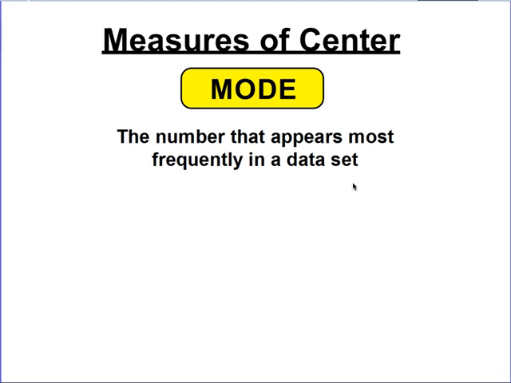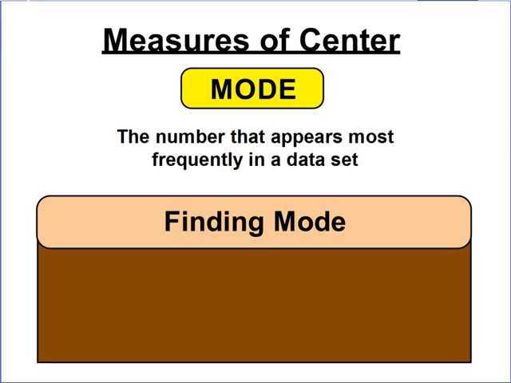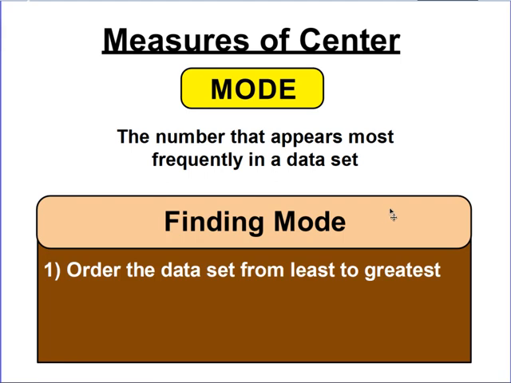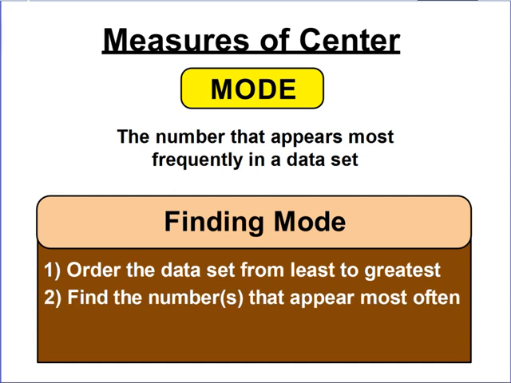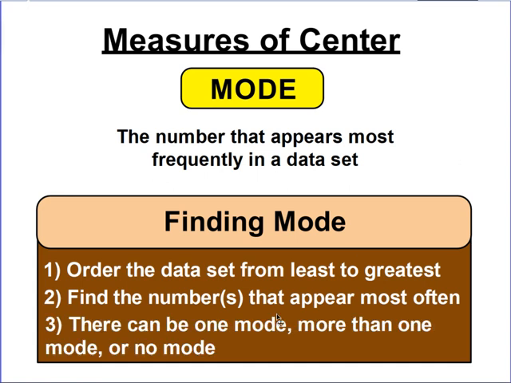The words sound similar. All right, so to find mode, put them in order from least to greatest first, because it's easy to find numbers that repeat when the values are all in order. And then you're going to choose the one that appears the most often. In some cases, there might be more than one that appears most often. So you could have one mode, more than one mode, or no mode.